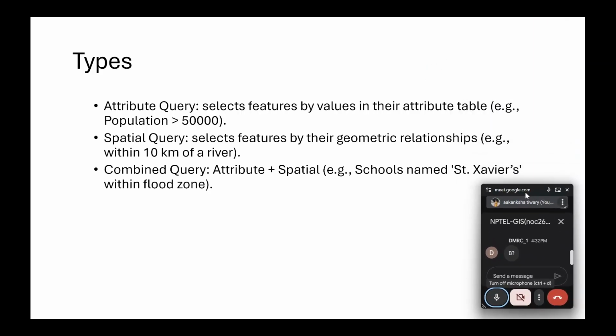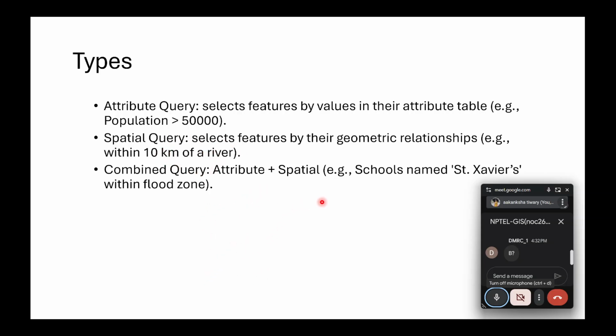Now, what are the types of querying? First, attribute query. It selects features by values in their attribute table. So for an attribute query, you just look at the attribute table. Then we have spatial querying. For spatial querying, we select features by their geometric relationship.